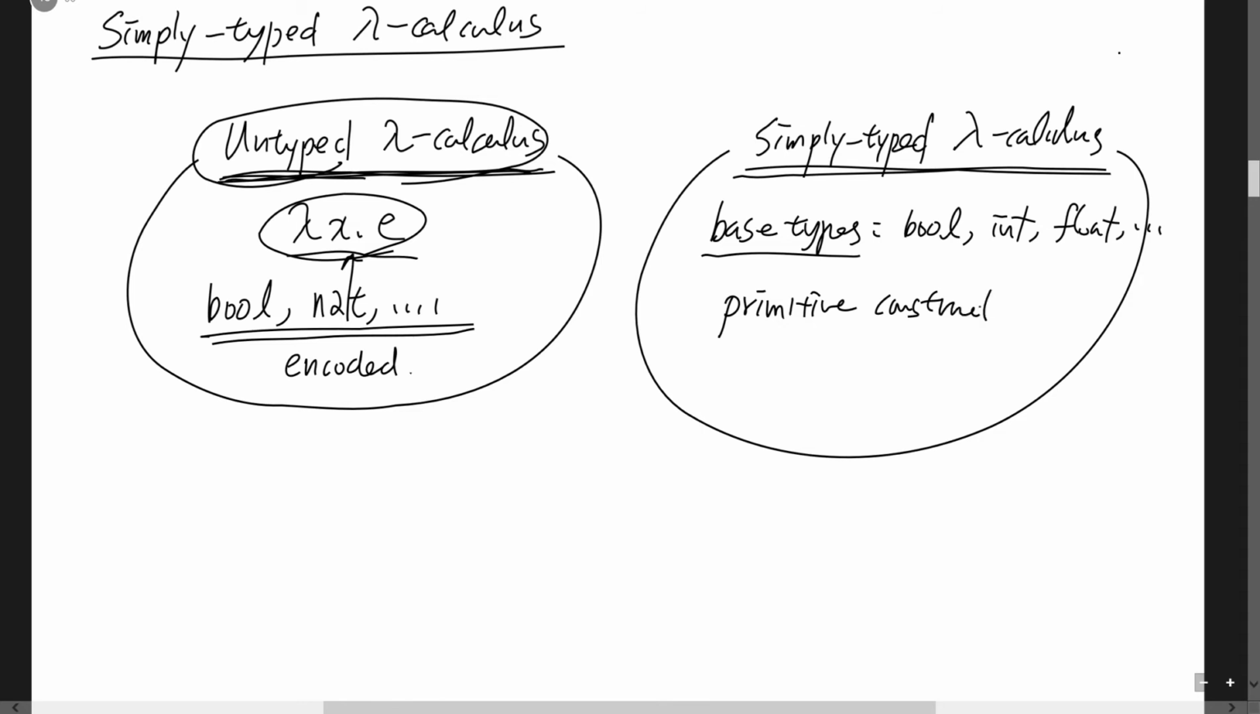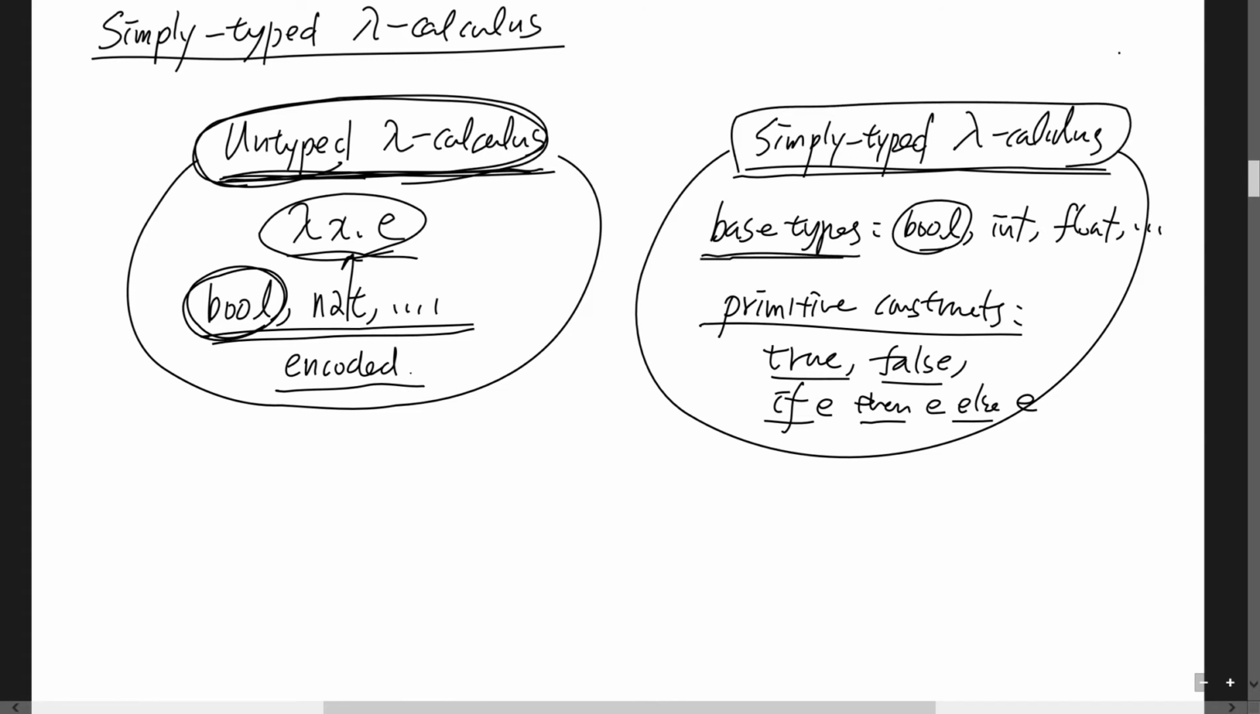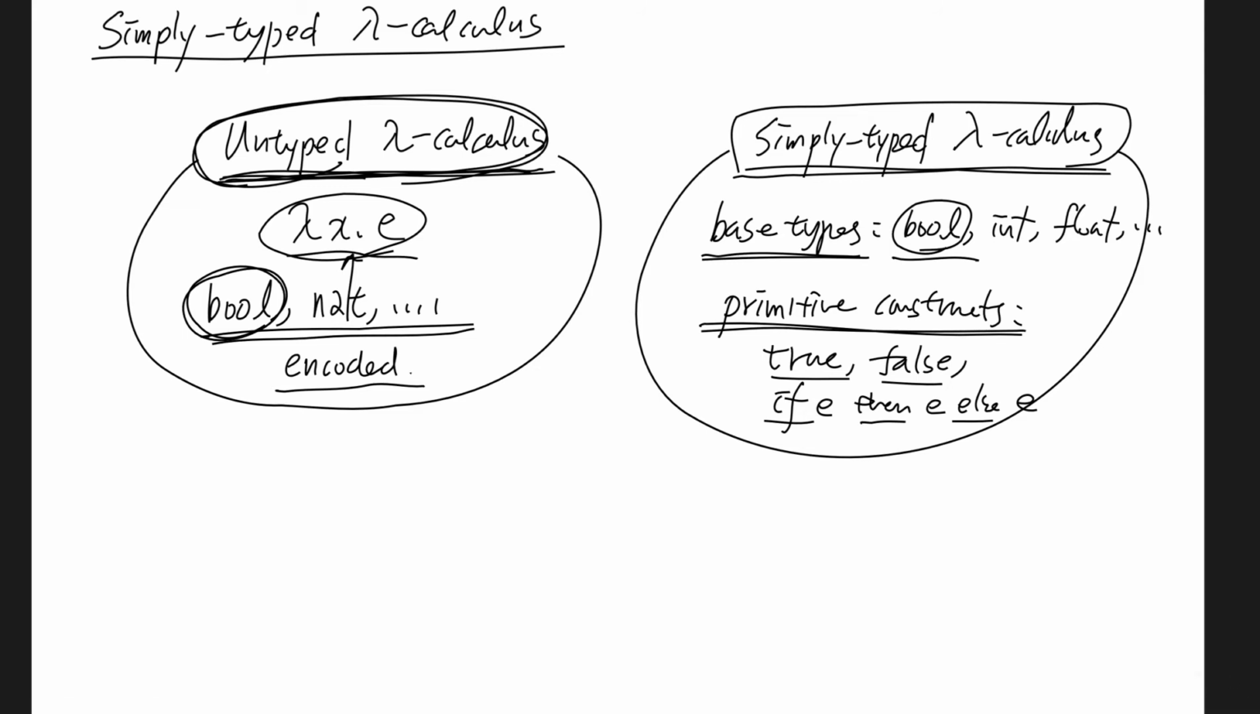For example, we may choose to support the base type bool with the primitive constructs true, false, and if-then-else. Unlike in untyped lambda calculus, where these Boolean values are encoded or simulated, in simply typed lambda calculus, we introduce base types and provide corresponding primitive constructs. So that's the key difference.